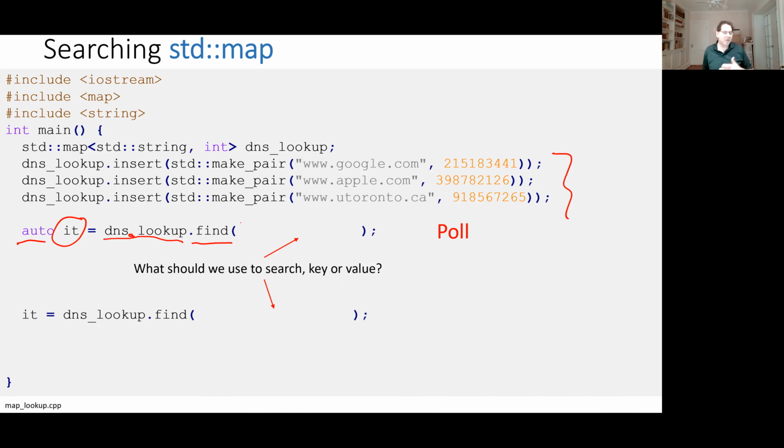And you think about, what are we trying to do with a binary search tree? So what makes sense to pass into find? What it returns is an iterator pointing to the node in the binary search tree that matches, but what should we be asking it?